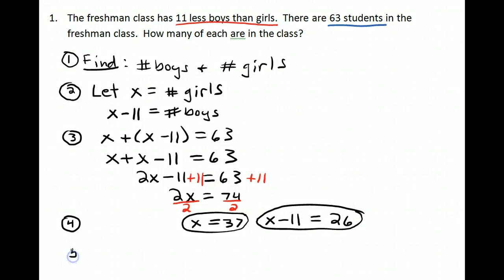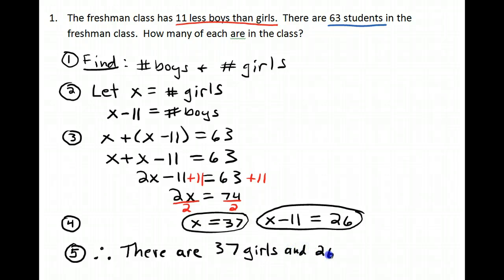and then go over to the right and write your number 4. And then for number 5, we write a conclusion that answers step 1. So, therefore, there are 37 girls and 26 boys in class. Now, these 3 dots written in a triangle just stand for the word therefore. If you'd rather write the word therefore, that's fine.